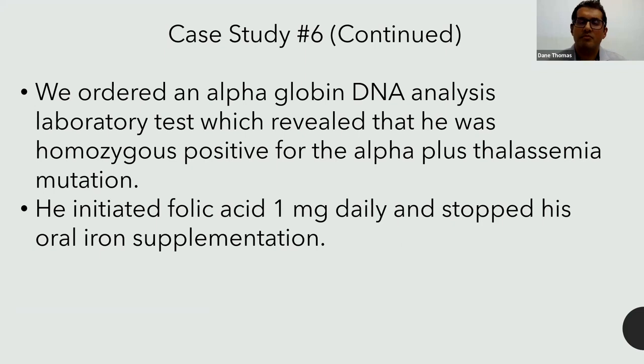When we saw him for consultation, we ordered an alpha globin DNA analysis, laboratory testing, which revealed that he was homozygous positive for the alpha plus thalassemia mutation. So therefore, he has alpha thalassemia. We initiated folic acid, 1 milligram daily, and we had instructed him to stop taking his oral iron supplement because his iron studies were normal and were at goal.